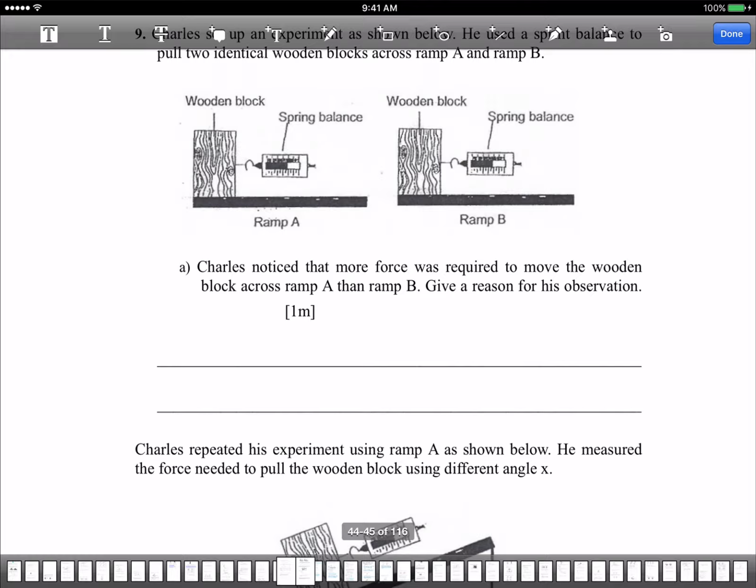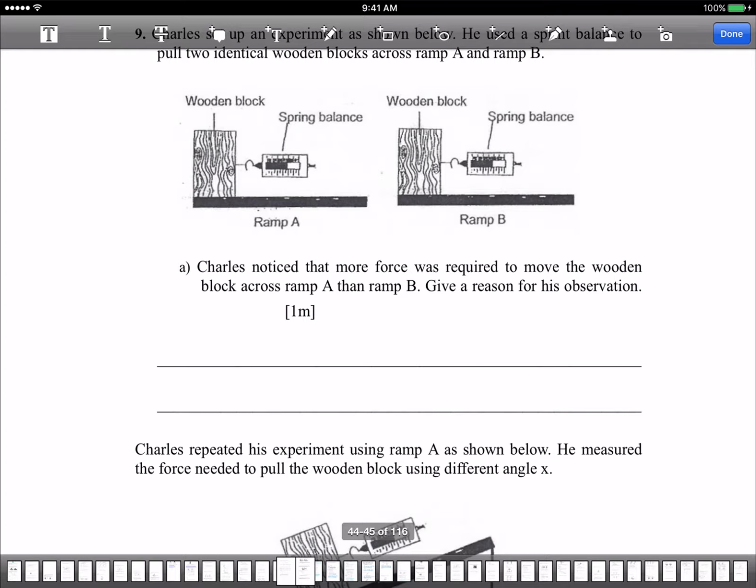Okay, so Charles noticed that more force was required to move the wooden block across ramp A than ramp B. Give a reason for his observation. Now, why does he need more force across A than B? Let's start from Eunice. Why do you think that is so? You can't see the difference, but they're telling you that there is more force required to move across A than B. What do you think is one possible reason for that?